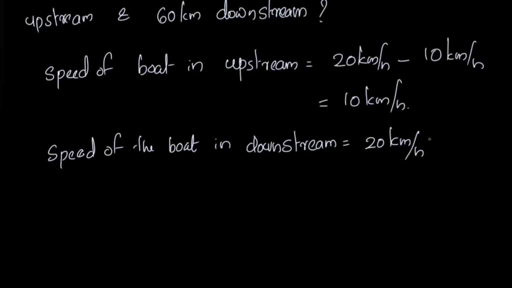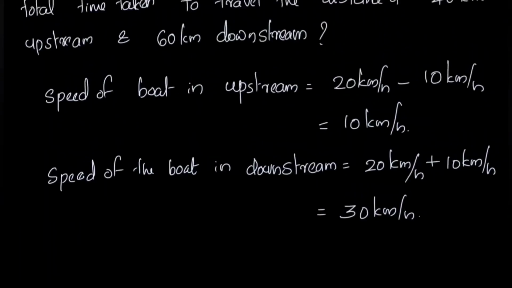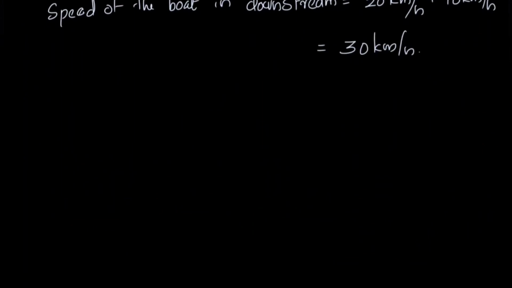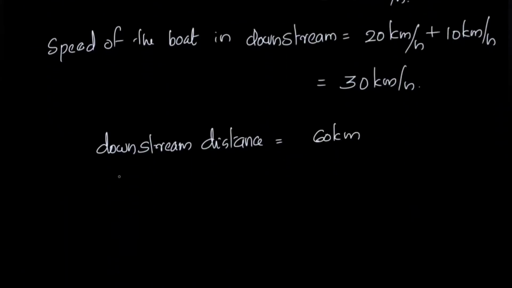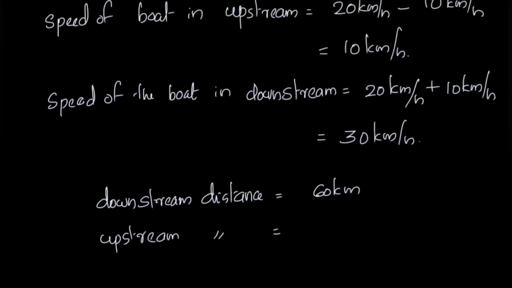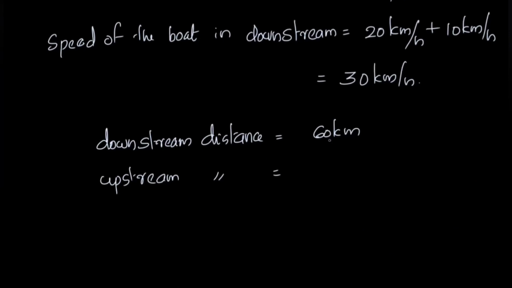The total speed is equal to the speed of the boat in still water plus the speed of the water current, that is equal to 10 km per hour. So totally it is equal to 30 km per hour. And here it is given, the downstream distance the boat is traveling is equal to 60 km, and the upstream distance is equal to 40 km.